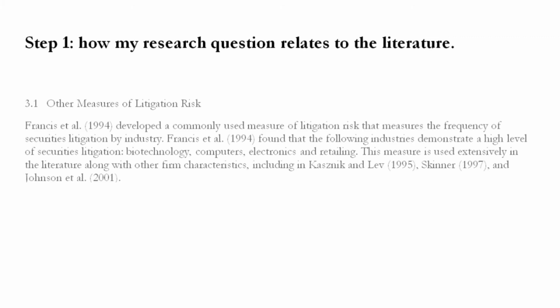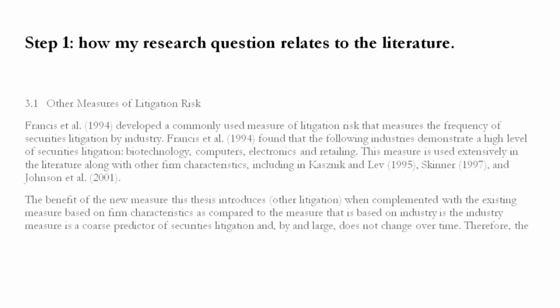Step 1, how my research question relates to literature. You can see here it's titled Other Measures of Litigation Risk. And then I say Francis et al. in 1994 developed a commonly used measure of litigation risk that measures the frequency of securities litigation by industry. I then describe what the finding of the paper was. Francis et al. found that the following industries demonstrate a high level of securities litigation. This measure is used extensively in literature, including in Kasznik and Lev, Skinner, and Johnson.